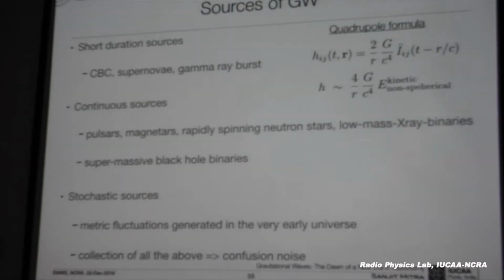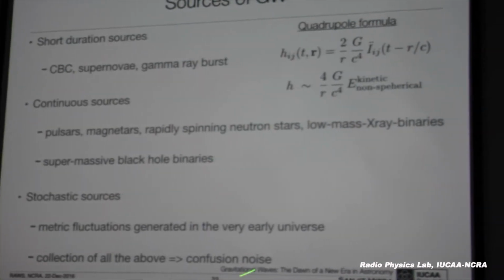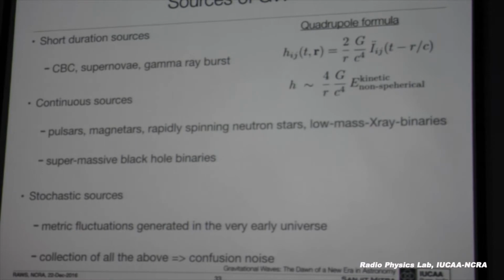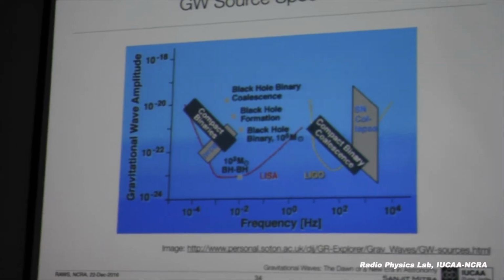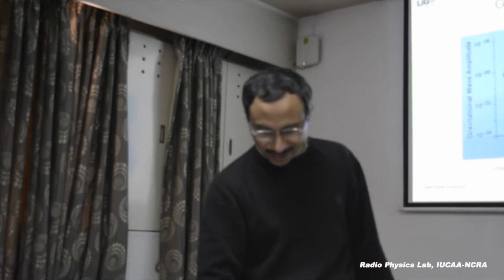There are many other sources of gravitational waves, and I actually work on something related to the stochastic background, which could be created in the early universe or nearby. See, when we see any source in electromagnetic astronomy, they are actually stochastic. There is no phase information coming in. But I do not have time to talk about that.